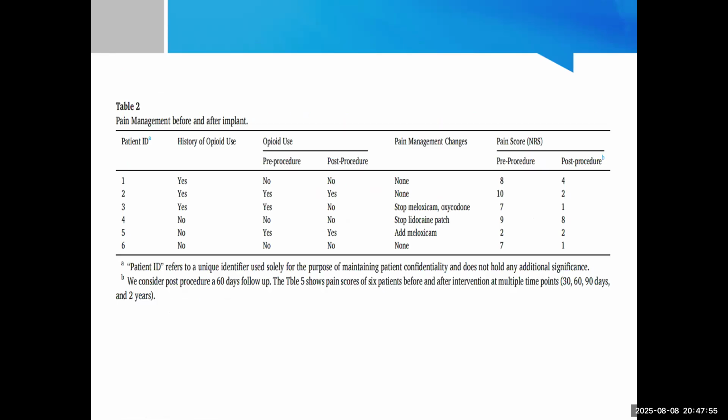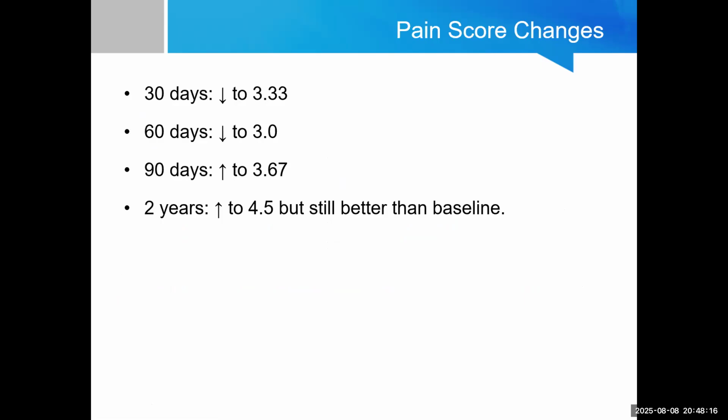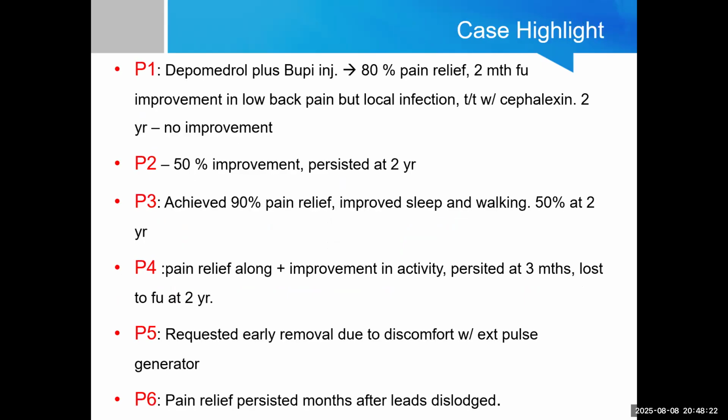And this is also opioid usage, pre-procedure. 3 out of 6 patients had opioid usage, and 1 stopped it. And this is the pre and post procedure score. You can significantly see from 10, 8, 7, 9, it went to 4 to 1, and 1 patient stayed at 8, and we'll discuss that in a little bit. So this is the same thing, 30 days, 60 days, 90 days, and 2 years pain scores. So they have discussed individual patients.